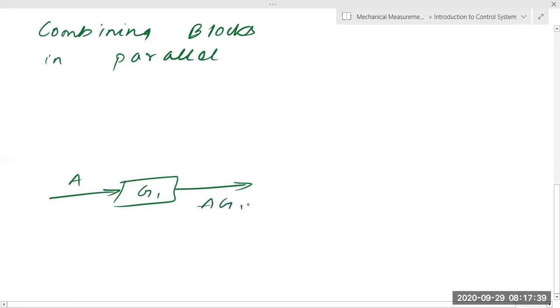Now suppose there is another block, having the same signal. This is another block. This is also having the same signal A, and suppose this block is G2. So we know what will come out of this will be equal to A into G2.